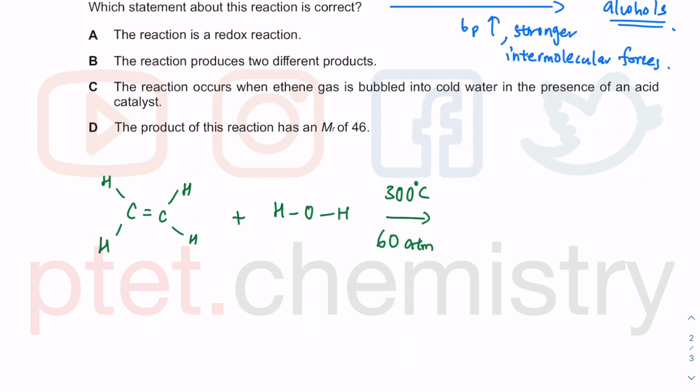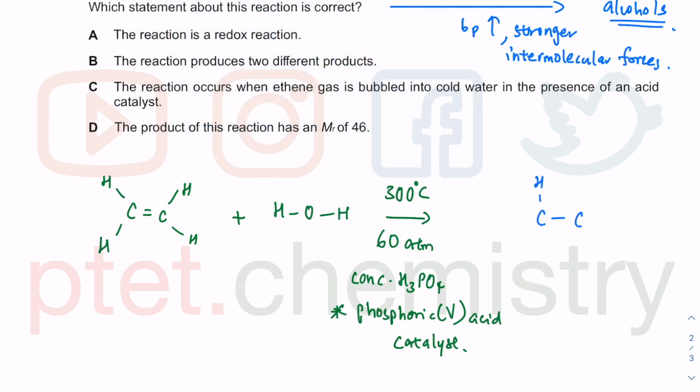You also need a catalyst that is concentrated H3PO4, phosphoric acid, in the worded form with the correct Roman numeral for the oxidation number of phosphorus, phosphoric(V) acid. And of course, you're going to get ethanol, and that is the whole idea, adding H and OH across the carbon-carbon double bond.